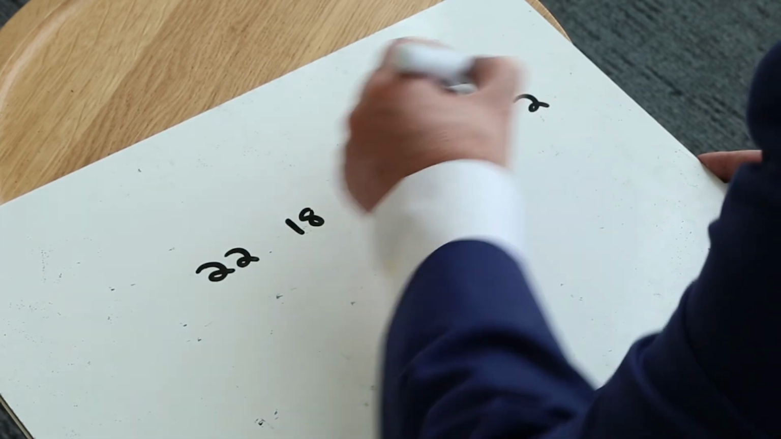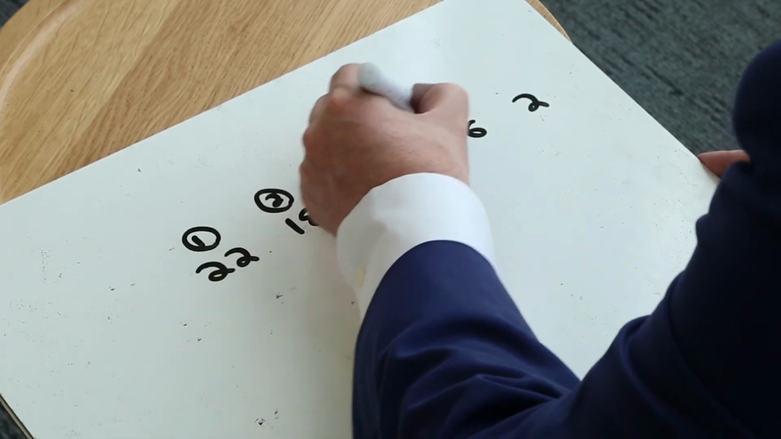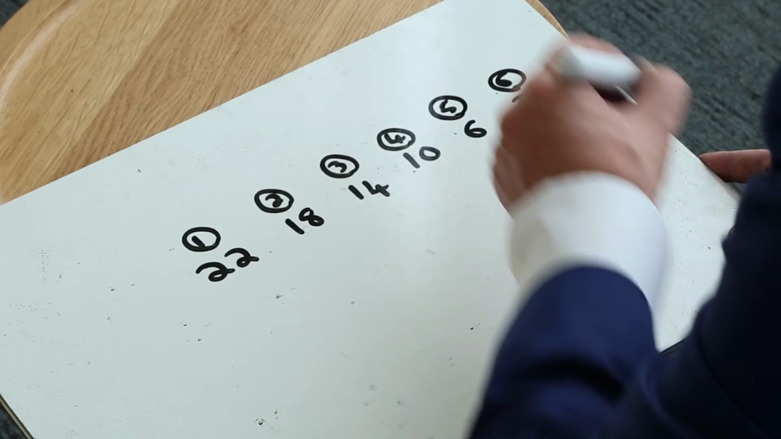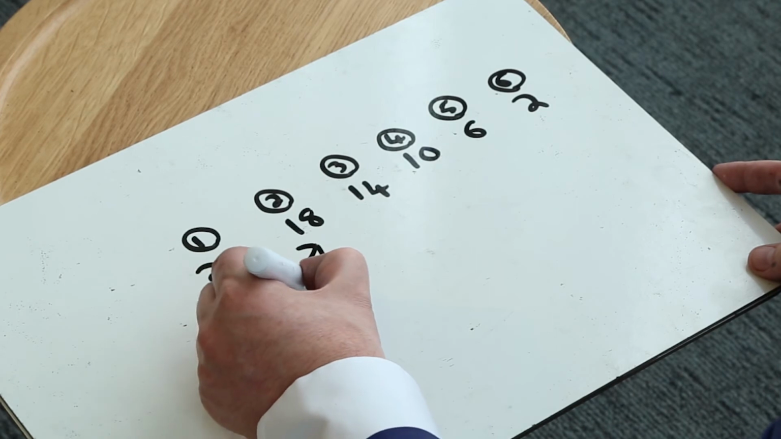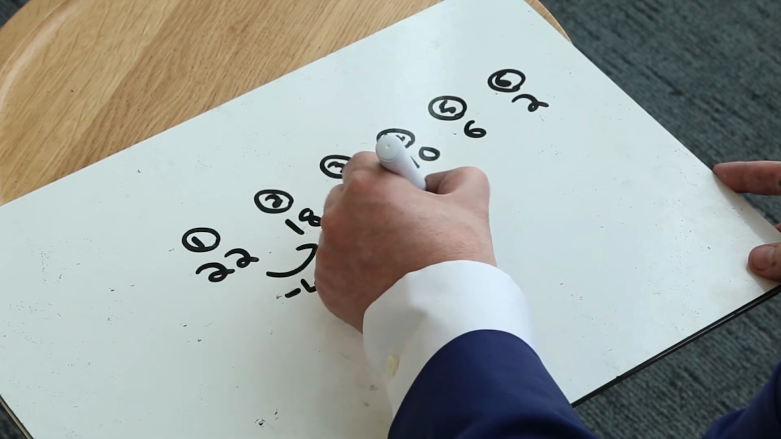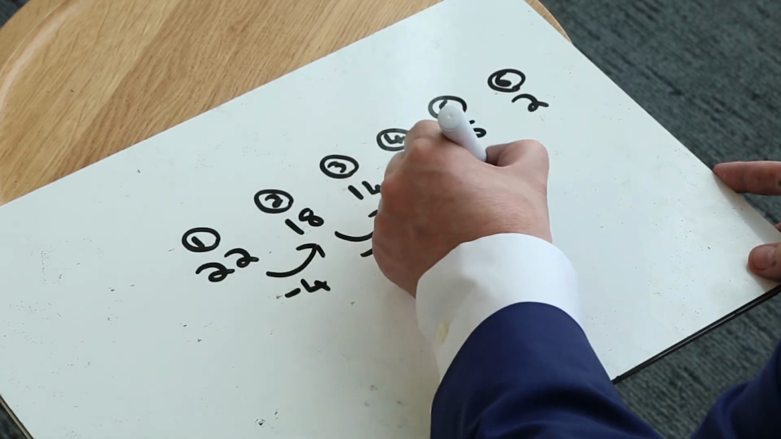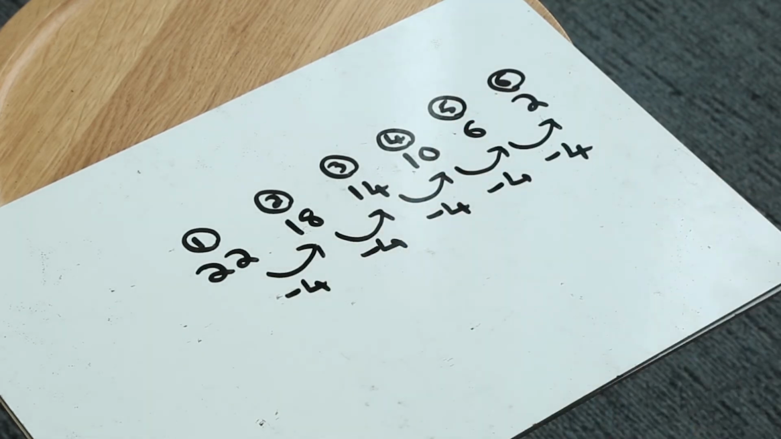I've got 22, 18, 14, 10, 6 and 2. Now I'm going to number these patterns 1, 2, 3, 4, 5 and 6. And the significant difference here is that the gap between 22 and 18 is 4, but it's actually going down by 4. So I'm going to write minus 4 there. And likewise between 18 and 14, the difference is again going down by 4, so I'm going to put minus 4 there. Between 14 and 10, I've got minus 4. Between 10 and 6, I've got minus 4. And 6 and 2, I've got minus 4.